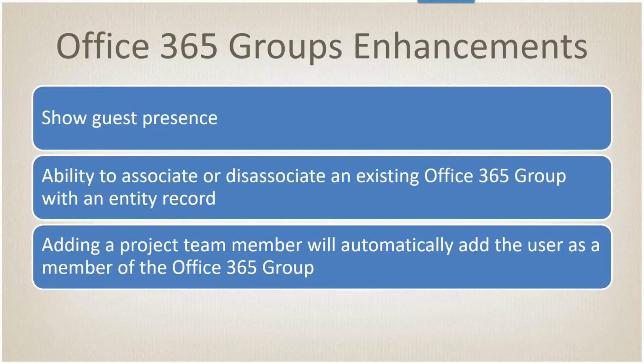Office 365 groups. We can now show a guest presence. So if someone's not part of your Office 365 system, you could show them. You can associate or disassociate an existing group with a CRM record. So instead of just creating one, you can now find one and associate it with this record, and then we can add a project team member automatically to the Office 365 group, so you don't have to do it manually. Those are pretty cool things. How many people, let me see a show of hands, actually use Office 365 groups?